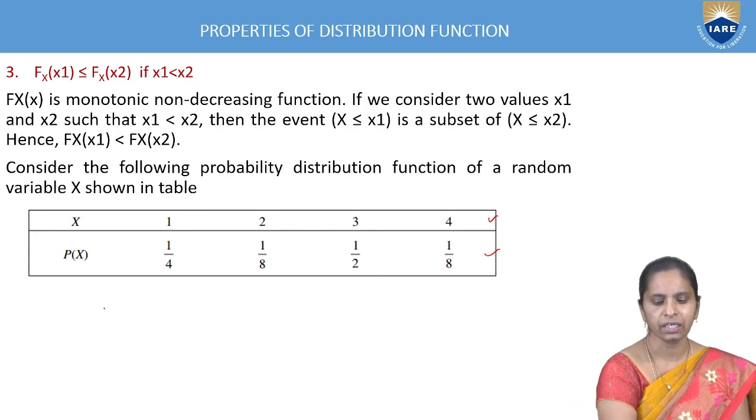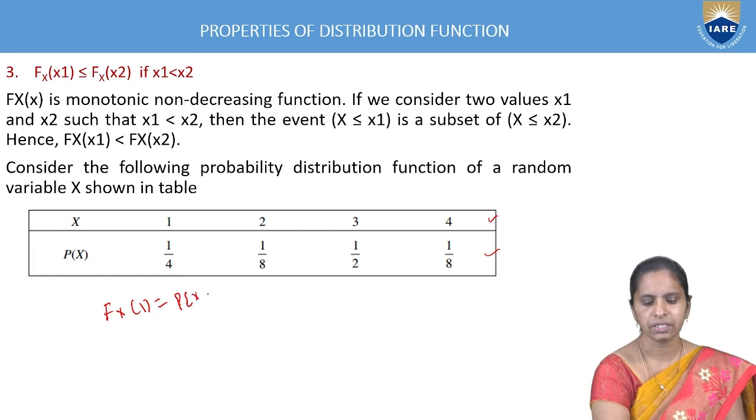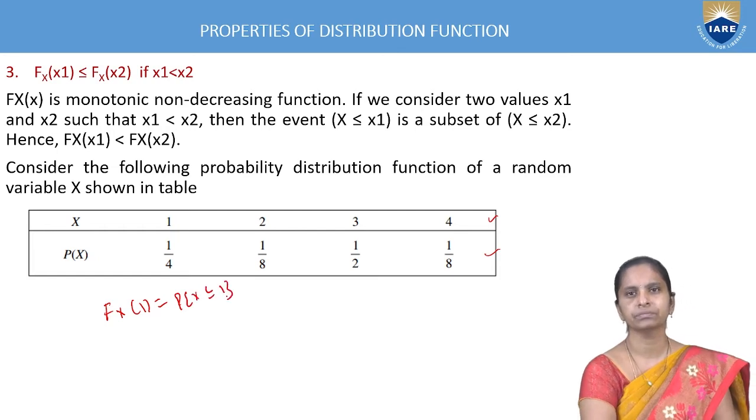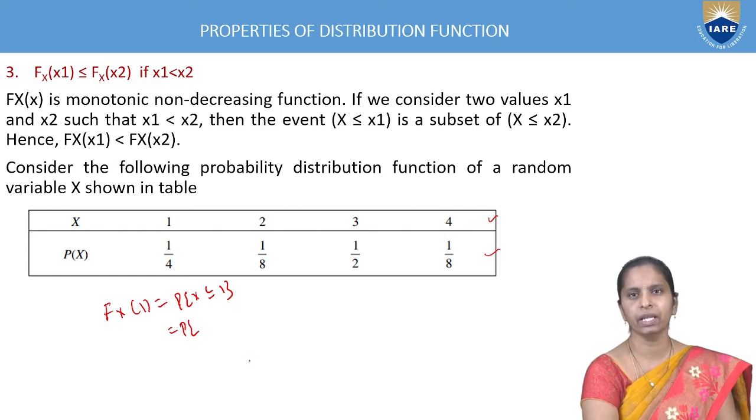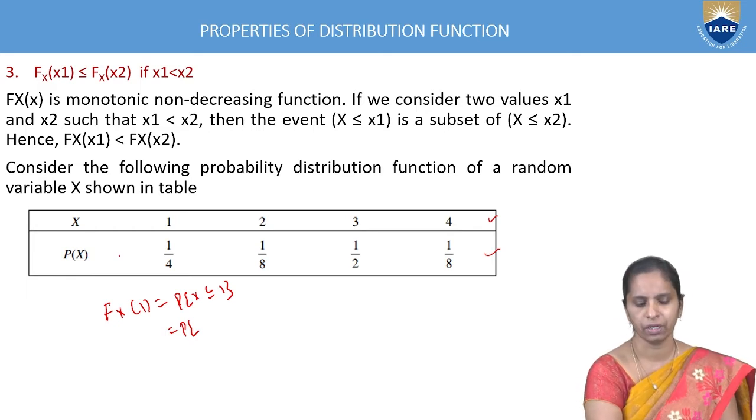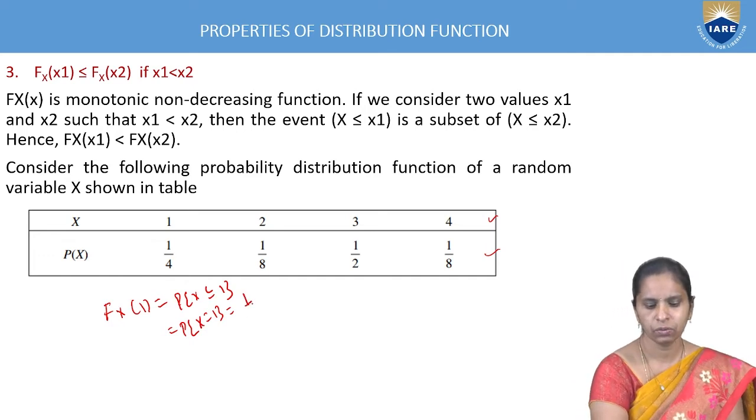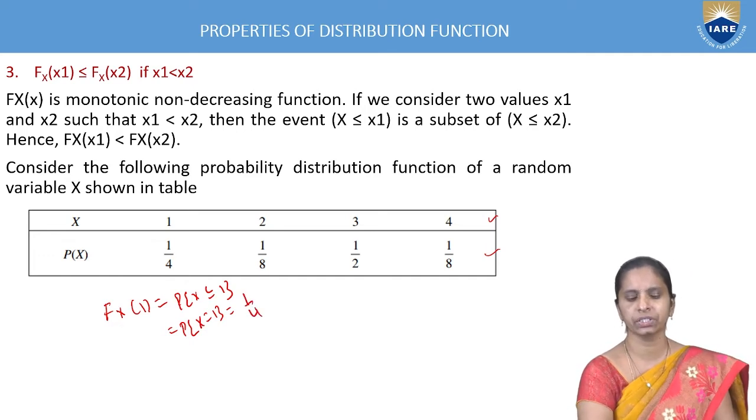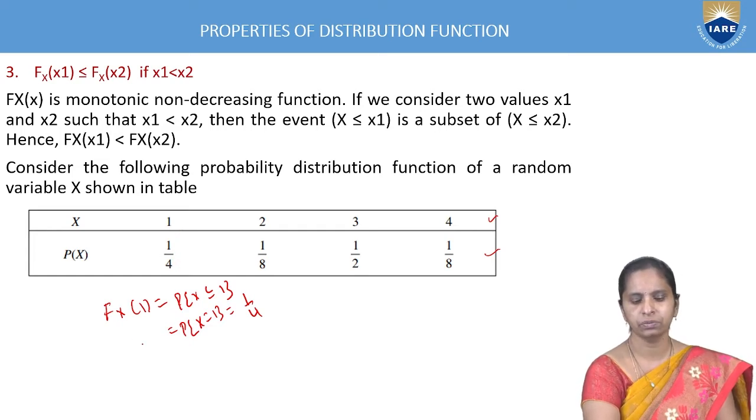Now, we will first calculate Fx of 1. So what is my Fx of 1? Nothing but P of X less than or equal to 1. P of X less than or equal to 1 means how many values are there only at x equals 1. We don't have values less than 1 because my X is defined only from 1. Therefore, it's nothing but P of X equals 1. So what is P of X equals 1 from the distribution table? At x equals 1, the probability is 1 by 4. Therefore, my Fx of 1 is equal to 1 by 4.